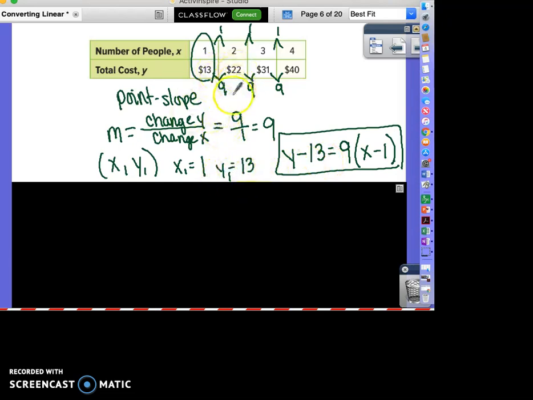Then we find the slope or the rate of change. So 9, 9, 9 is the change here. 1, 1, 1 is the change here. So our slope is 9 over 1, or 9.